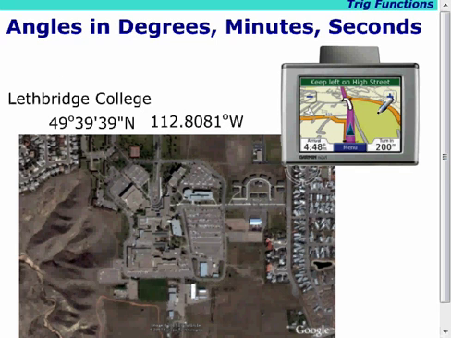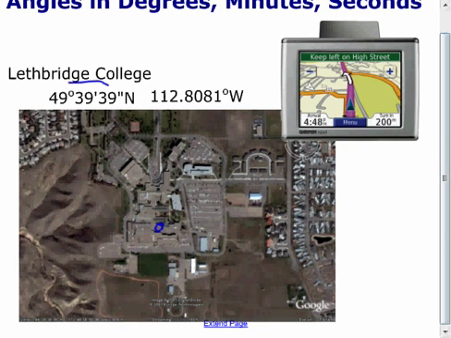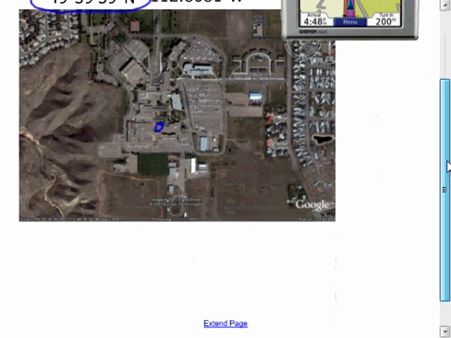Okay, last concept in this section is talking about angles in degrees, minutes, and seconds. Here's a picture of the Lethbridge College. In it, here's my office right over in here somewhere. Anyway, the exact direction of the Lethbridge College, looking at Google Maps, is 49 degrees, 39 minutes, 39 seconds north and 112.8081 degrees west. I've sort of gone in and changed those a little bit, but this would be an angle measurement in degrees, minutes, seconds, and this one would be a decimal degree.